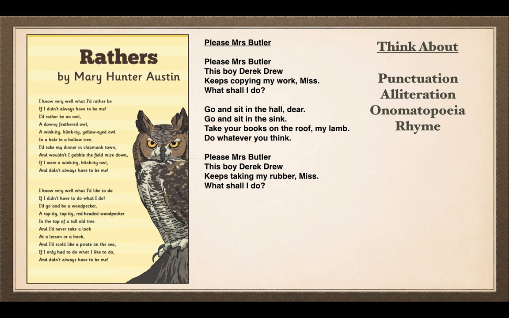So it takes a lot of planning and thinking if you want a rhyming poem. And we know that in Rathers, in lines 1 and 2, "be" and "me" rhyme. And then lines 3, 4 and 5 have "owl, owl, owl", which rhyme. Those three are the same word, so therefore they rhyme. And then what line number is that? 7 and 8 have "town" and "down". So those words rhyme as well.